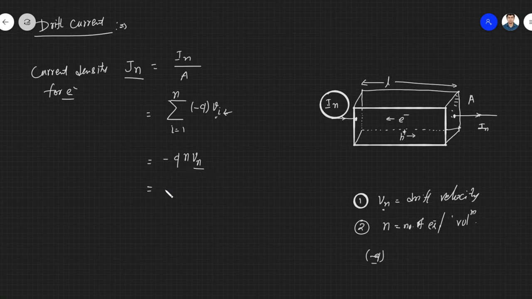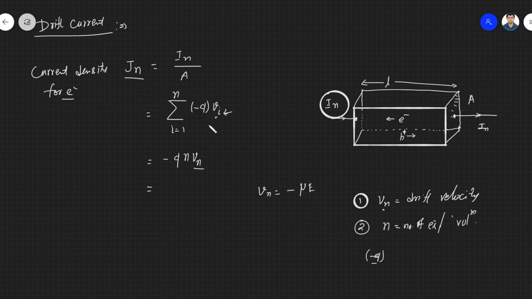Now we know that this Vn, the drift velocity, is minus mu into E, we derived this. Sorry. Sir, how did n come in that expression? Yes, I'll just come to that. So Vn is minus mu into E.